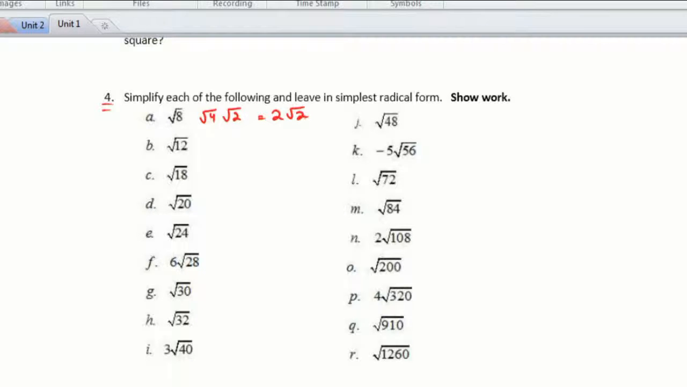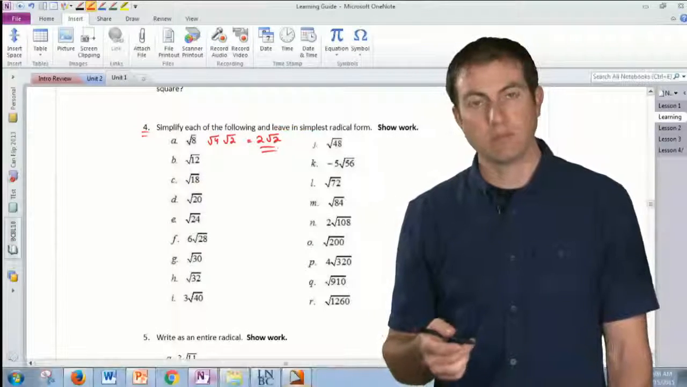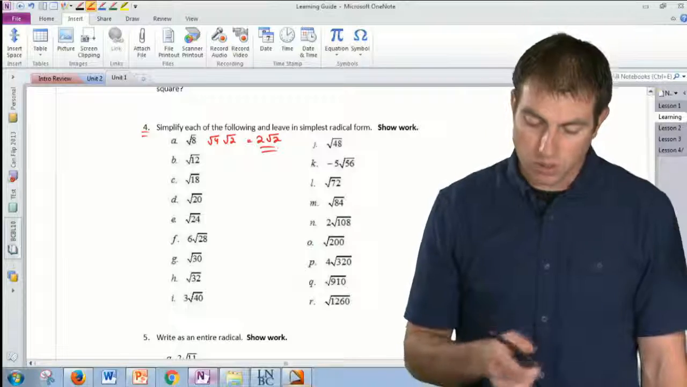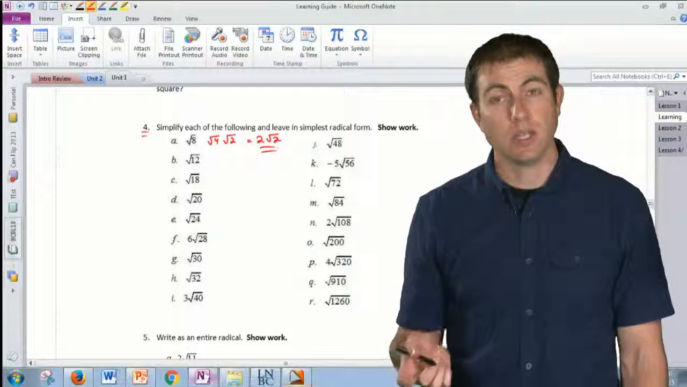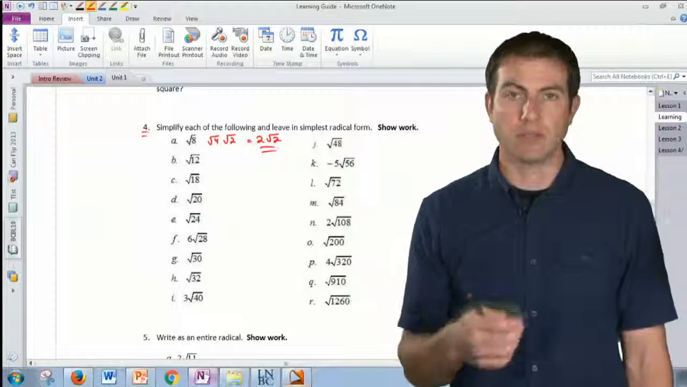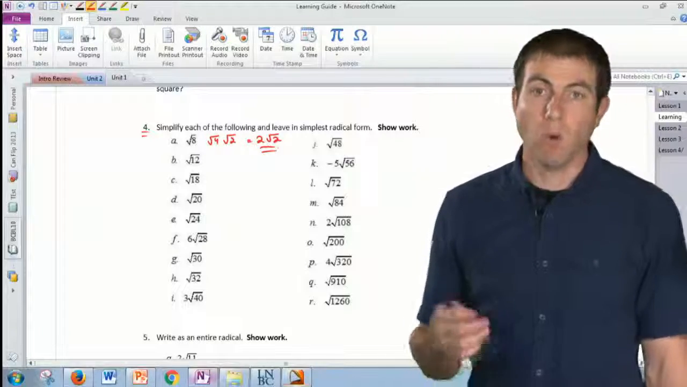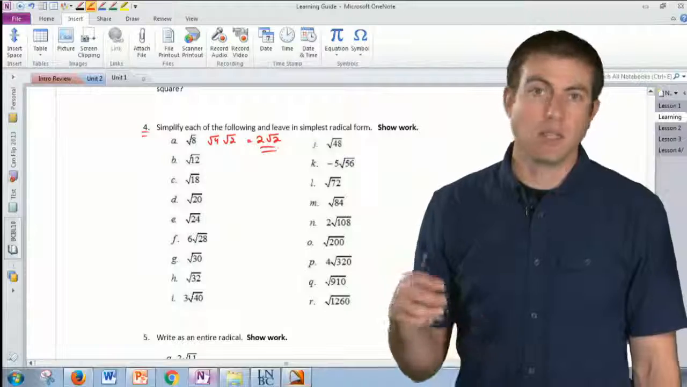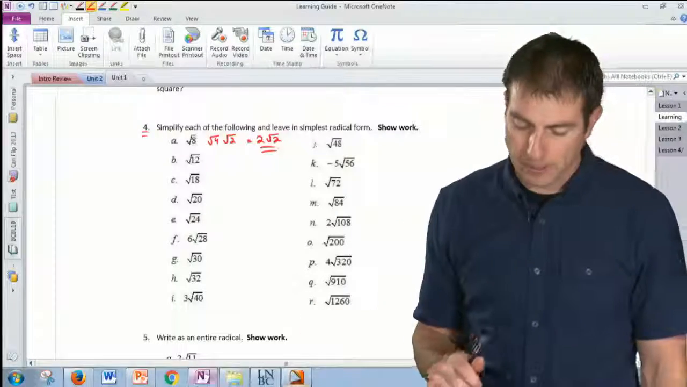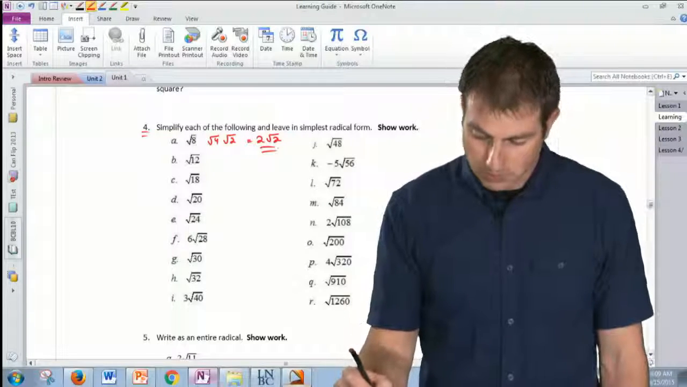2 root 2. So if you went onto your calculator right now and plugged in the square root of 8, you get a decimal approximation, and then you plugged in 2 times the square root of 2, you should just get the same thing. They're both the same thing, they're just written in different ways. Kind of like the fraction 1 over 2 is the same as 4 over 8. I can write that fraction more than one way, but I always end up with the same answer.